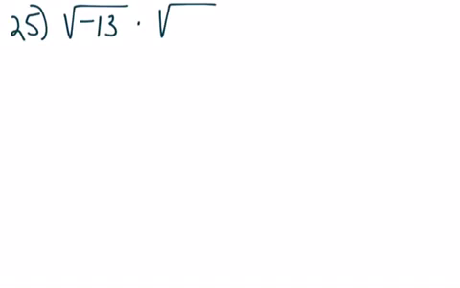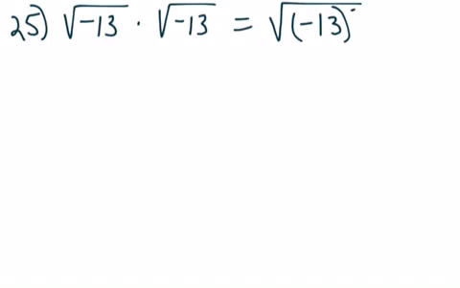On the section with 25 to 36, it says multiply or divide as indicated and simplify your answer. So on 25, you've got the square root of -13 times the square root of -13. If you'll remember from the last chapter when we had square roots, you multiply what's under the square root. So that means we have the square root of -13 squared, which gives us -13.